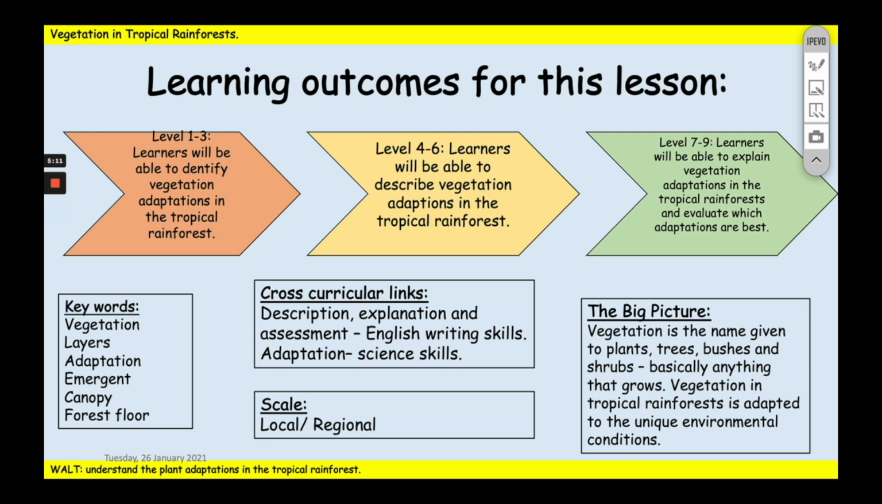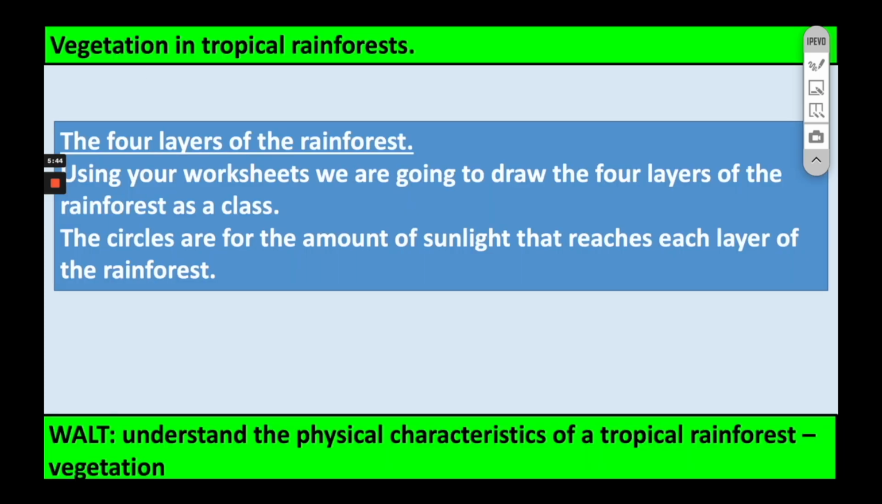So in this lesson, you're going to try and identify vegetation adaptations, so identify how plants have adapted. Then we're going to be able to describe vegetation adaptations, so say what adaptations plants have. And then finally, we're going to try to explain how those adaptations help a plant survive in the rainforest. We are going to do that by identifying what adaptations JP has and why those adaptations would help JP live in the tropical rainforest.